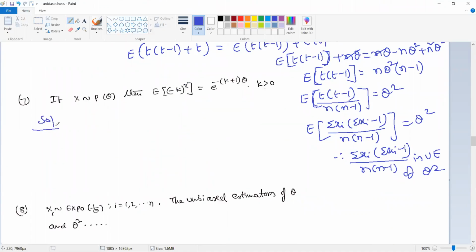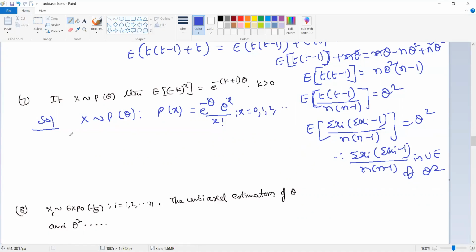Problem 7. X follows Poisson theta. Now here we have to prove that expectation of minus k whole power X is equal to e power minus of k plus 1 theta. So we can say that minus k whole power X is an unbiased estimator of e power minus k plus 1 theta, which is a function of the parameter theta. So now the Poisson probability function p of x, in terms of the parameter theta, is e power minus theta, theta power x by x factorial, where x ranges from 0 to infinity.